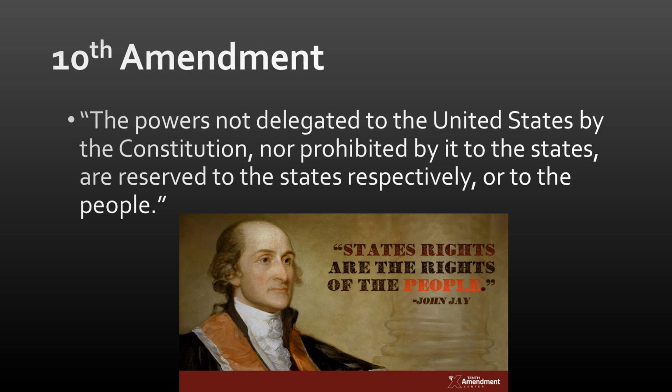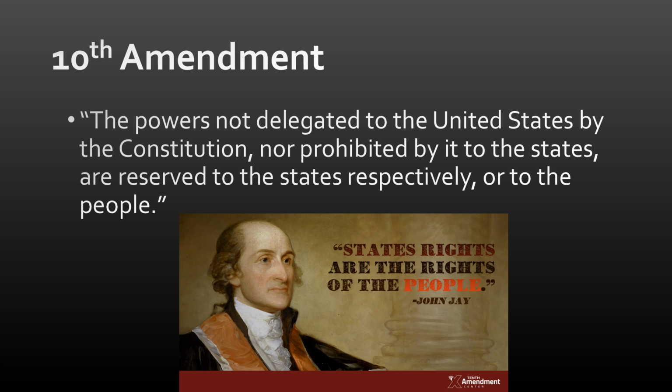We're going to focus on the reserved to the states respectively. First of all, you see that this is not a list of the rights of states. Rather, it is saying everything else belongs to the states. So if it wasn't mentioned specifically, it's a state power. That's what the 10th Amendment says. If it wasn't specifically given to the federal government nor prohibited to the states, it belongs to the states.